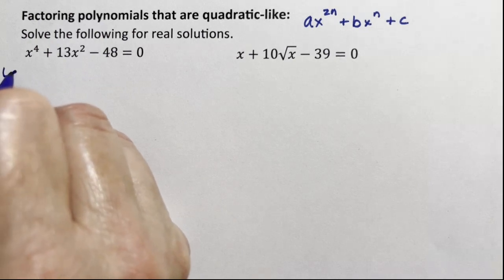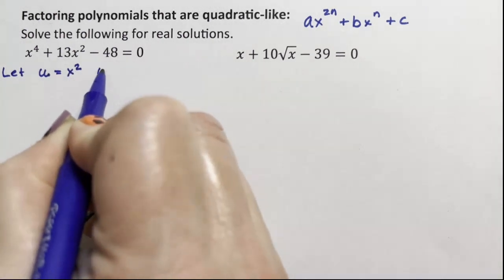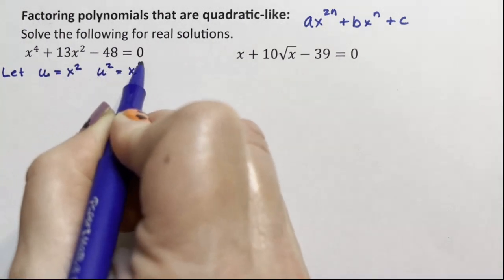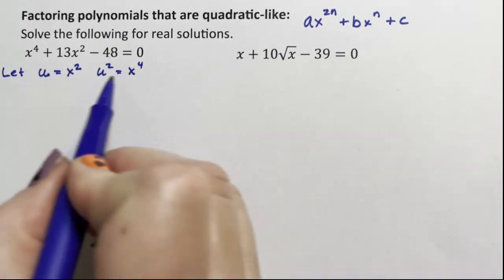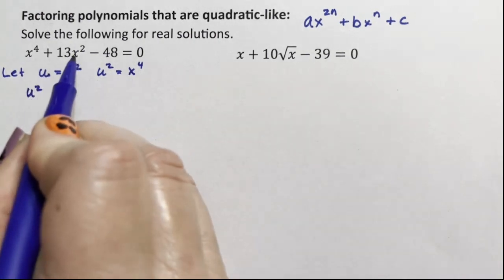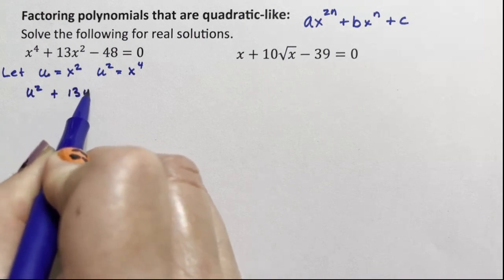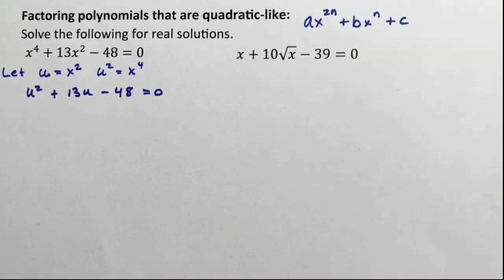I'm going to say, I want u to be x squared. Then u squared is going to be x to the fourth, because if I square u, I have to square x squared. So now, if u squared is x to the fourth, I can change x to the fourth to u squared. If u is x squared, I can say u squared plus 13u minus 48 equals 0. And what I just did is I just made this exact same problem, same numbers, same everything. It just looks better. In our head, it's exactly what we're used to seeing.